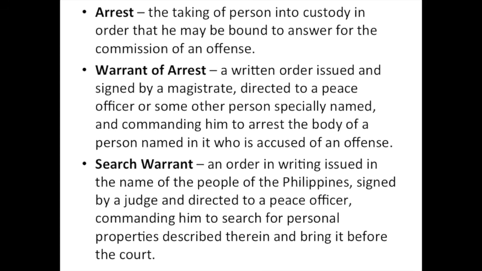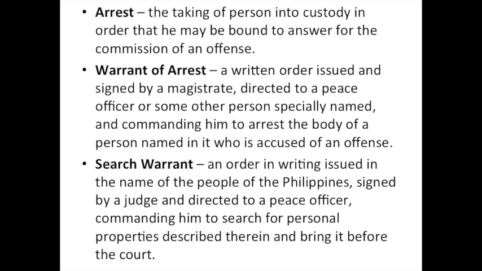Okay? So, arrest is a taking of person in custody in order that he may be bound to answer for the commission of an offense. So, this is signed by a judge. Arrest is an act. Now, warrant of arrest, a written order issued and signed by a magistrate or judge directed to a peace officer or some other person specially named and commanding him to arrest the body of a person named in it who is accused of an offense. So, this is signed by a judge.